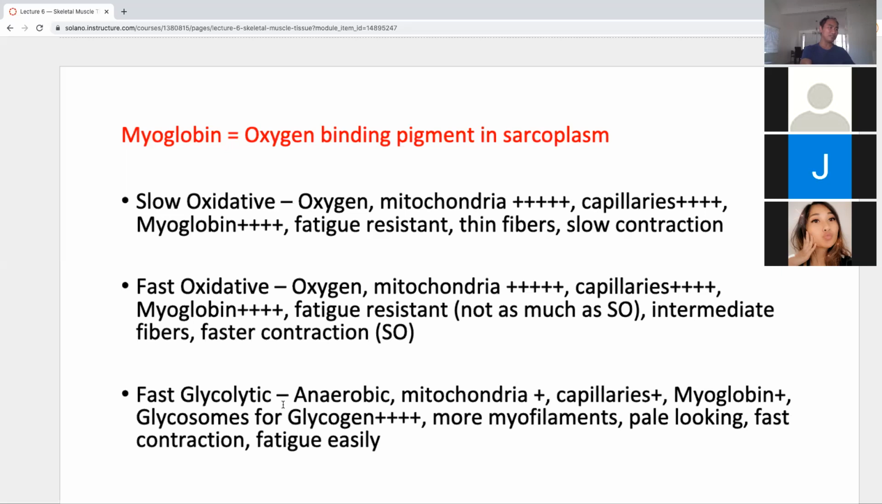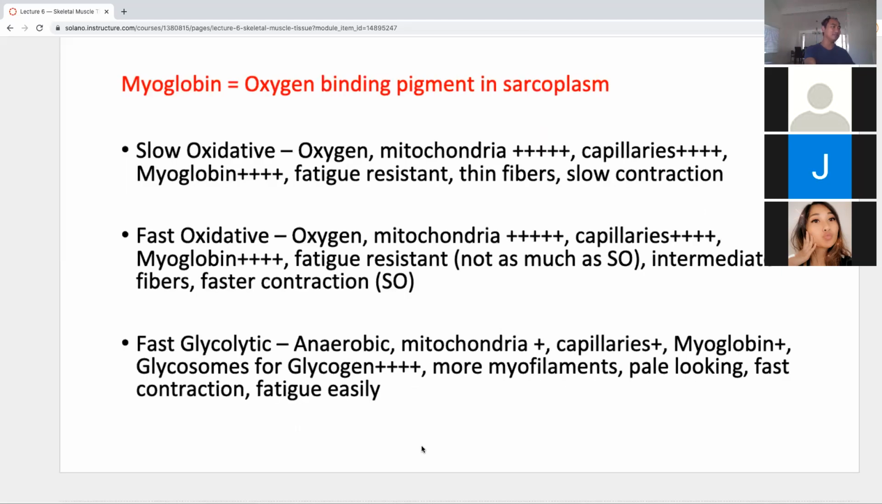So fast glycolytic, they will use the glycolysis process. They will not use oxygen. So they don't need mitochondria. They don't need a lot of blood supply. They don't have myoglobin. And they are pale, fast contracting, and fatigue easily. So the upper limb muscles, like we cannot do this for more than 10 minutes. These muscles will get tired.